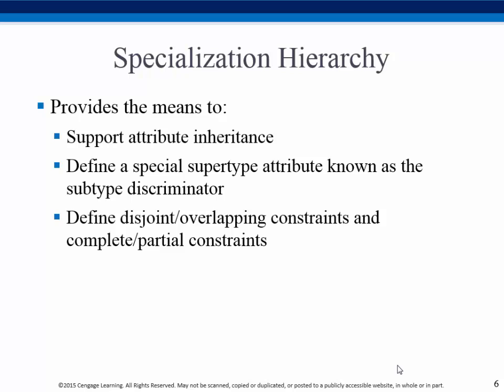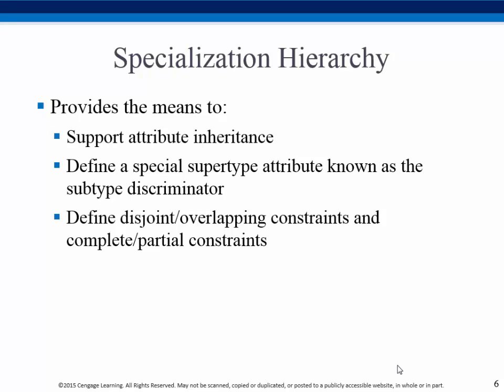Then we're going to talk about some constraints: disjoint, overlapping, complete, and partial. An entity supertype can have disjoint or overlapping entity subtypes. In the aviation example, an employee can be a pilot, a mechanic, or an accountant. Assume that one of the business rules dictates that an employee cannot belong to more than one subtype at a time. That is, an employee cannot be a pilot and a mechanic at the same time.